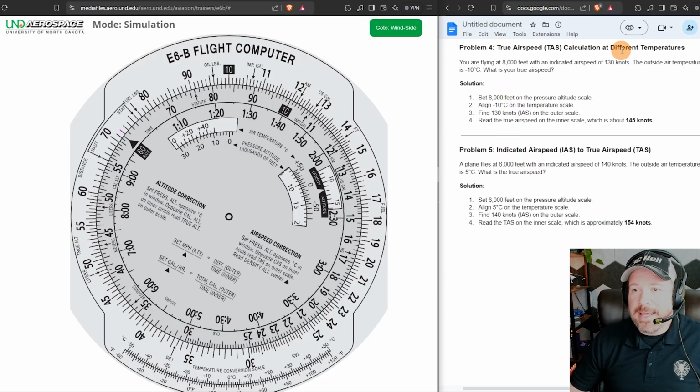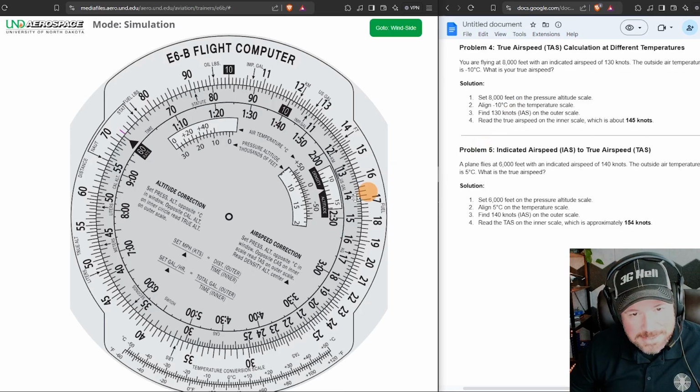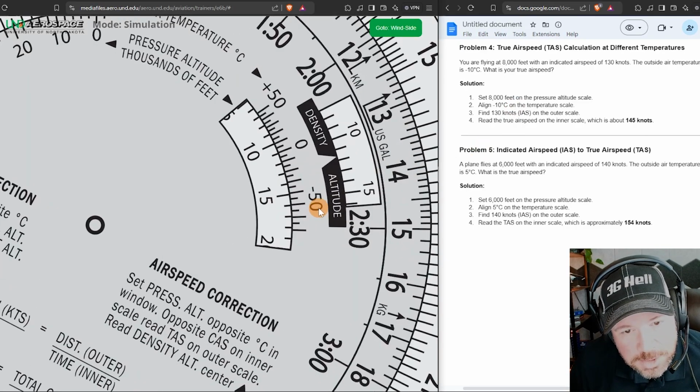The next one, true airspeed calculations at different temperatures. You're flying at 8,000 feet with an indicated airspeed of 130 knots. The outside air temperature is minus 10 degrees. What is your true airspeed? So set 8,000 feet on the pressure altitude scale and align it with minus 10 degrees Celsius on the temperature scale. So we're going to zoom in.